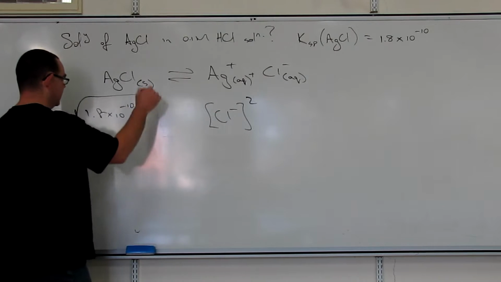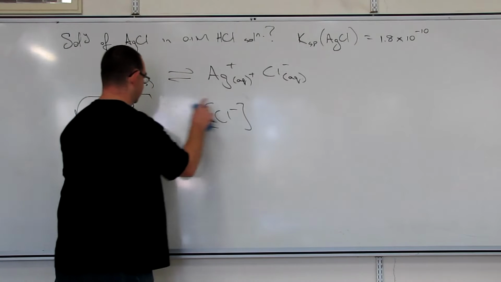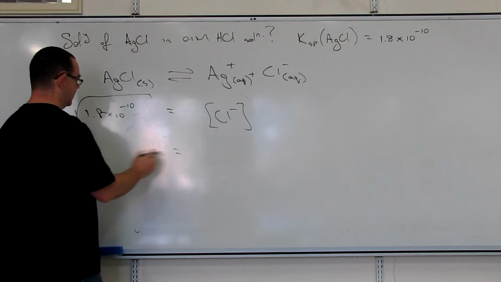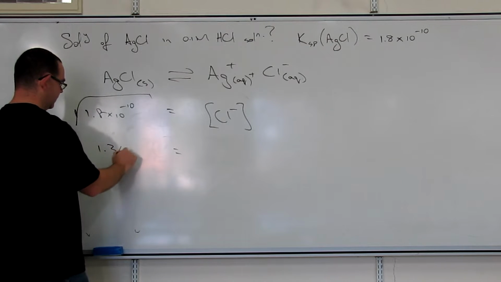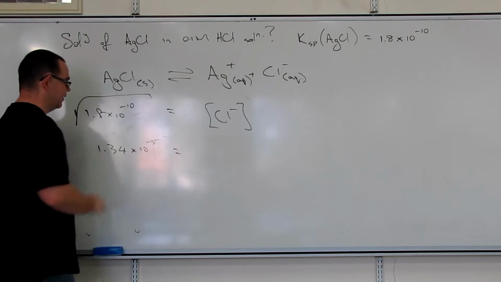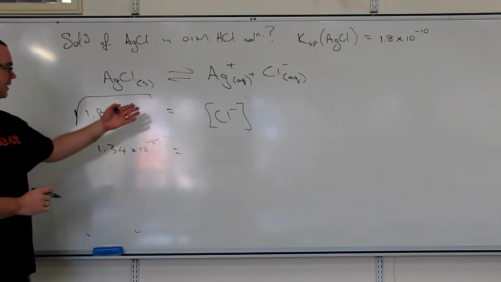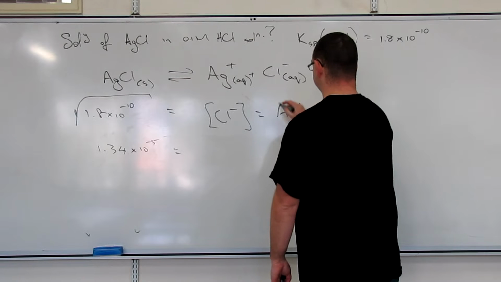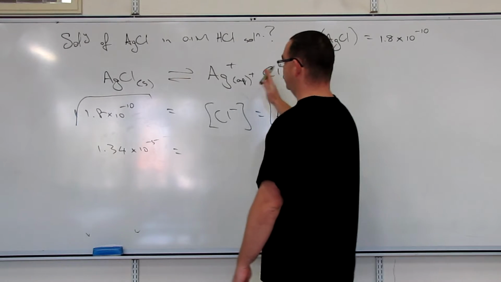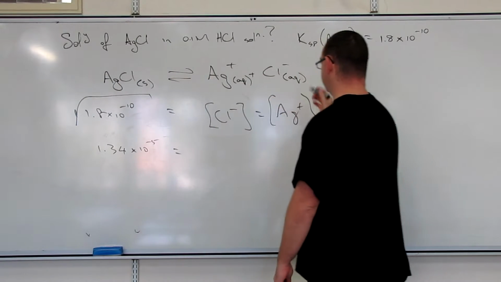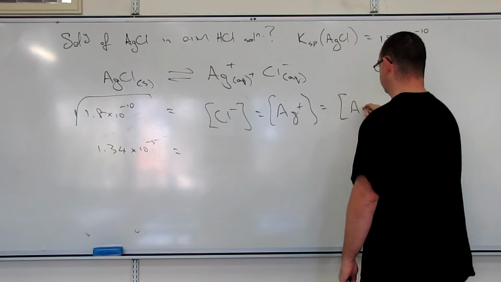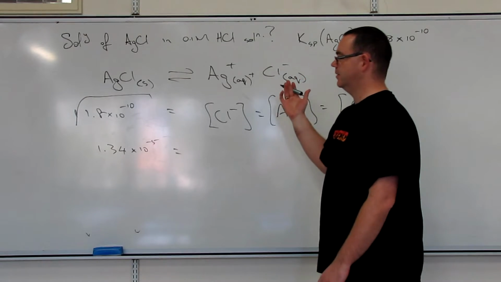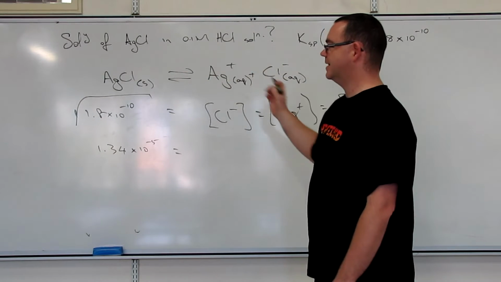You can square root that, which gets rid of the square, and we now have the concentration of the chloride ion equal to 1.34 by 10 to the minus 5. This is the same as the concentration of the silver ions. And because of the mole ratio, 1 to 1 to 1, that's actually the same as the concentration of the silver chloride. Now the question is not asking for concentration, it's asking for solubility, but they're the same thing.